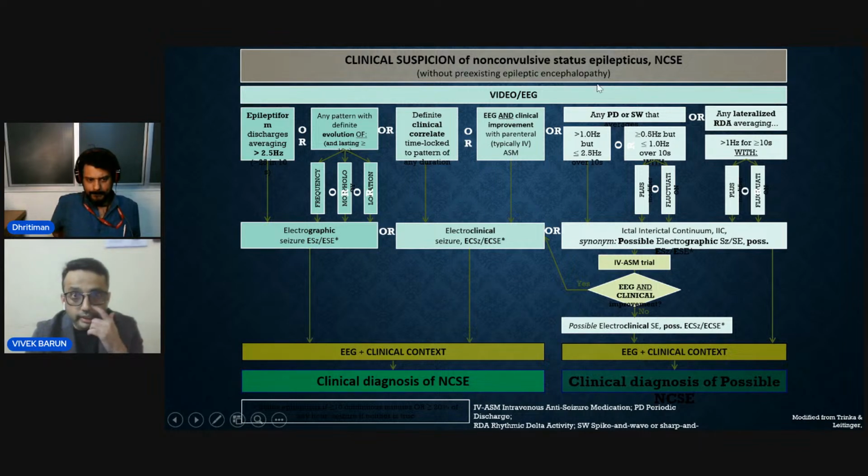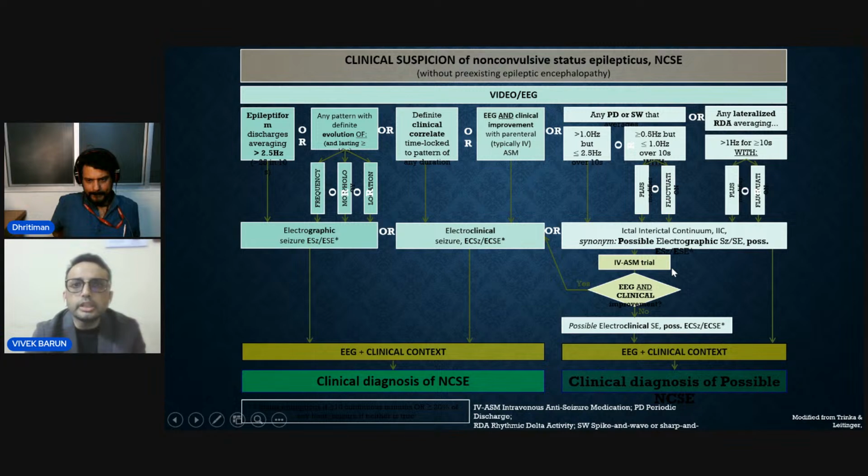But in a case like I showed you in the IIC, that is the ictal-interictal continuum, the frequency is less than 2.5 hertz but more than 1 hertz, or the frequency is 0.5 or more hertz, or less than or equal to 1 hertz, but has superimposed sharp activity or fast activity. Those activities are called IIC. What is IIC? IIC is the ictal-interictal continuum. So it is somewhere between the ictal and interictal. You should never neglect it. Such cases should be given an IV ASM trial.